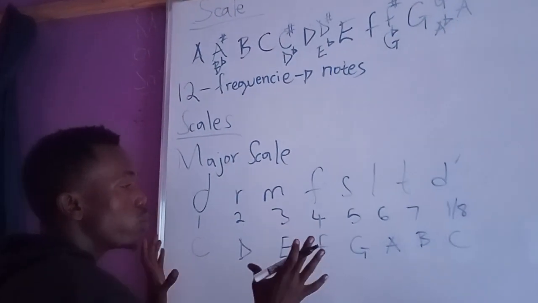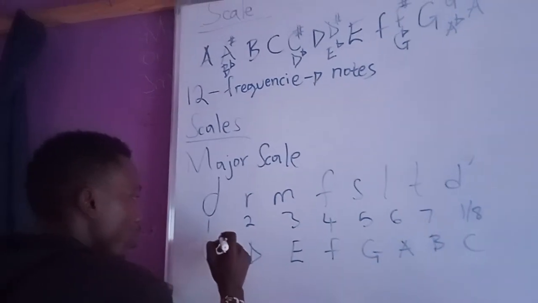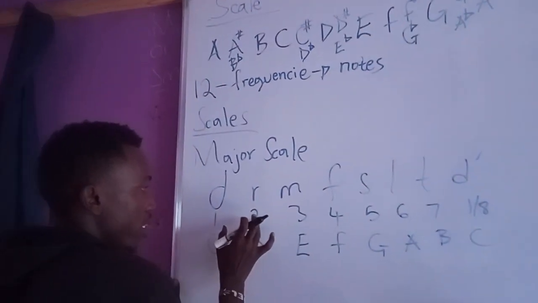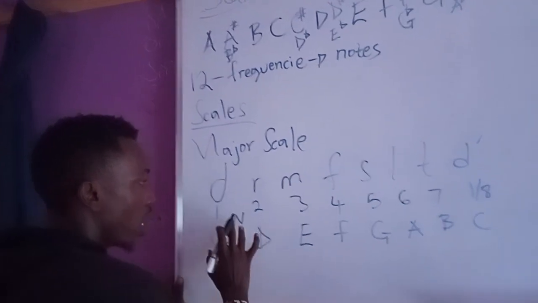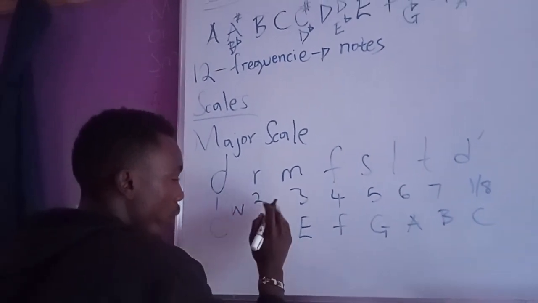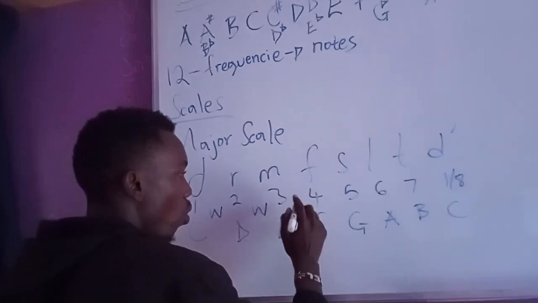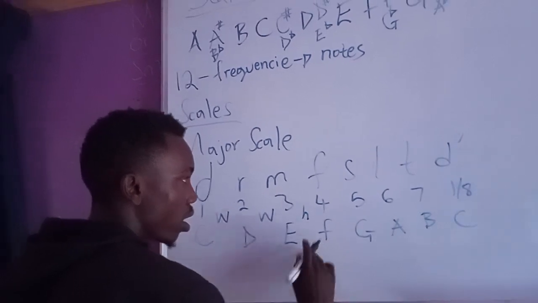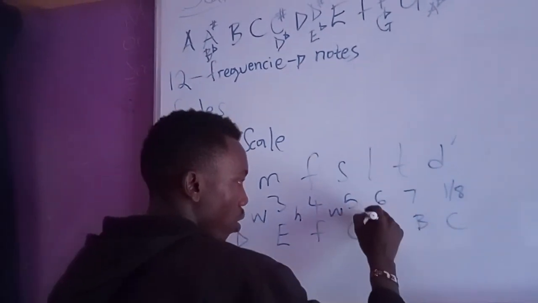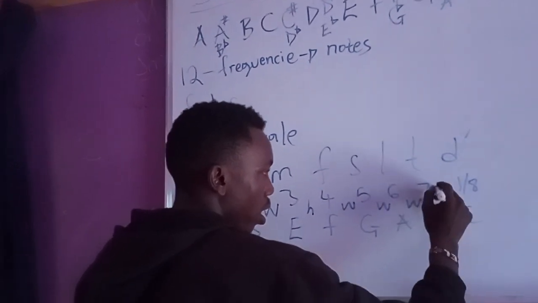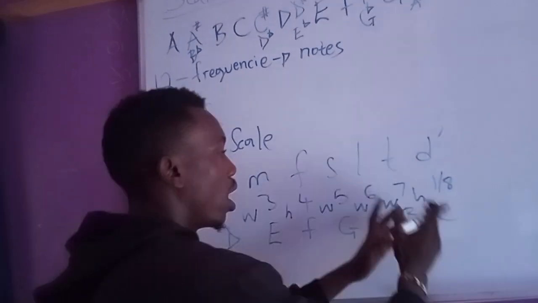Now, the logic that we use in order to come up with these scales is very simple. Between this and this, we need to have a whole step. I'll explain what this is. Then between 2 and 3, we need to have another whole step. Between 3 and 4, we have a half step. Between 4 and 5, a whole step. Whole step, whole step, half step. So we have 2 whole steps, half step, 3 whole steps, half step.